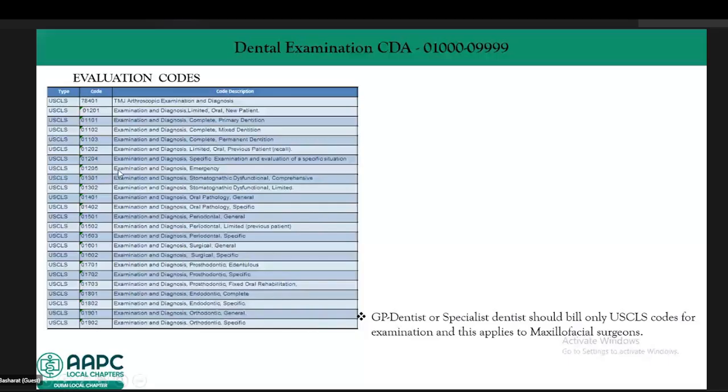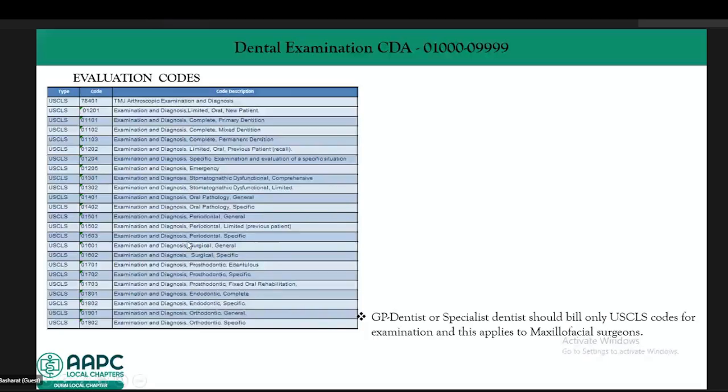Again, as per dentition, see, primary dentition 01101, for mixed dentition 01102, and for the permanent it is 01103. And this below code you will find per specialty. For example, this one is for the orthodontic examination, they are using this one, 01901. For endodontic 01801, prosthodontic 01702, 701 and 702. So these all codes are according to the specialty, and for follow-up a different code.